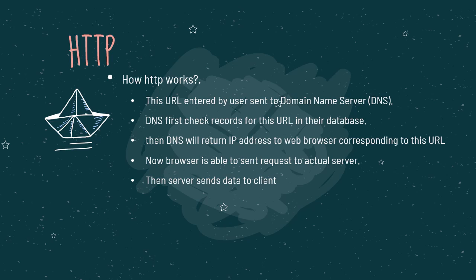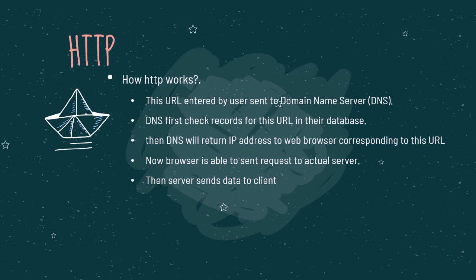For example, www.school.com. Here school is the domain name, and .com is the domain extension. Like that, there will be a unique domain name for each and every site. Then this URL is sent to the domain name server. The domain name server first checks the records for this particular URL in its database, as every website name will be there in the domain name server.